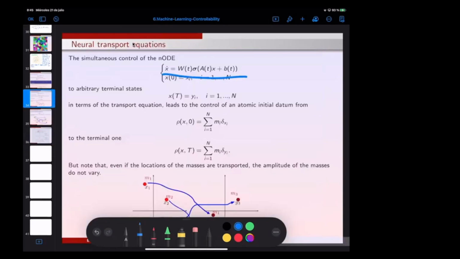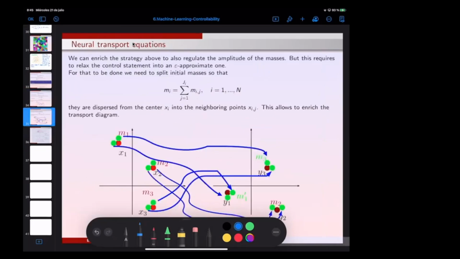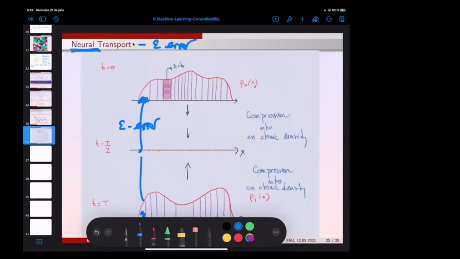But what is the object that is hidden in all this discussion? I said, I take the neural ODE, I take initial data and final data, I see them as Dirac deltas, or atomic measures. I can modify a little bit the initial and or the final Dirac atomic measures so as to guarantee epsilon control. This can be interpreted in terms of the transport of mass. What is the new differential equation that is hidden in this discussion? Does this remind you of something?